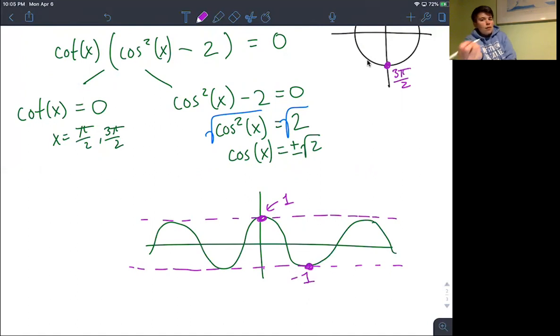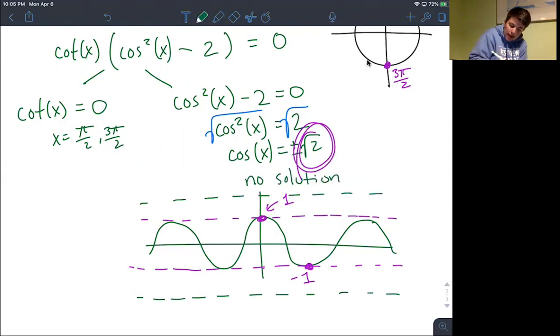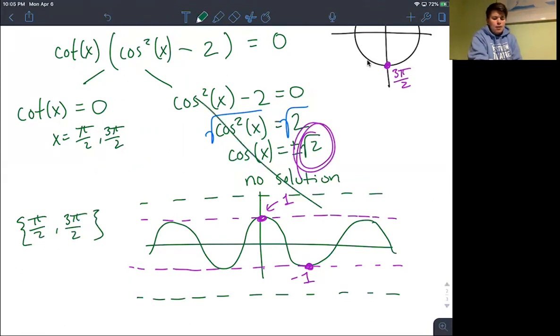So are there any angles, any value for x that I could plug in that is going to get me plus or minus the square root of 2? No, nothing, actually, because the square root of 2, y'all, is going to be like down here and up here. That doesn't work. So for this one, there's actually no solution for my x. So my only answer will be pi over 2 and 3 pi over 2. I'm not going to X it out, but I'm going to write no solution at the bottom of it, right?